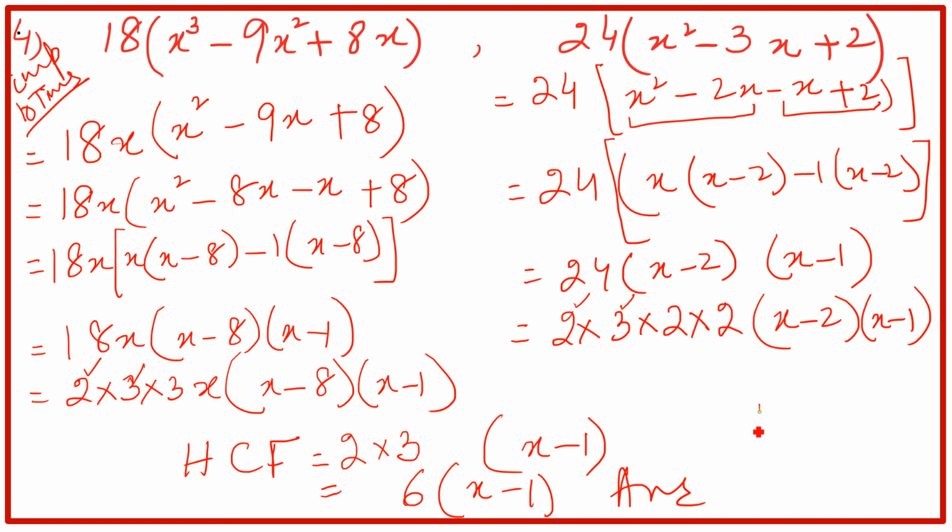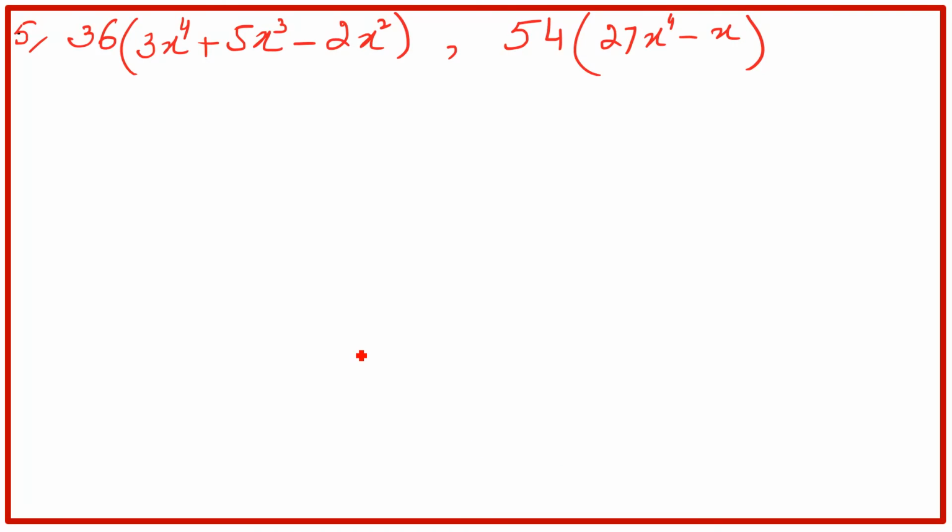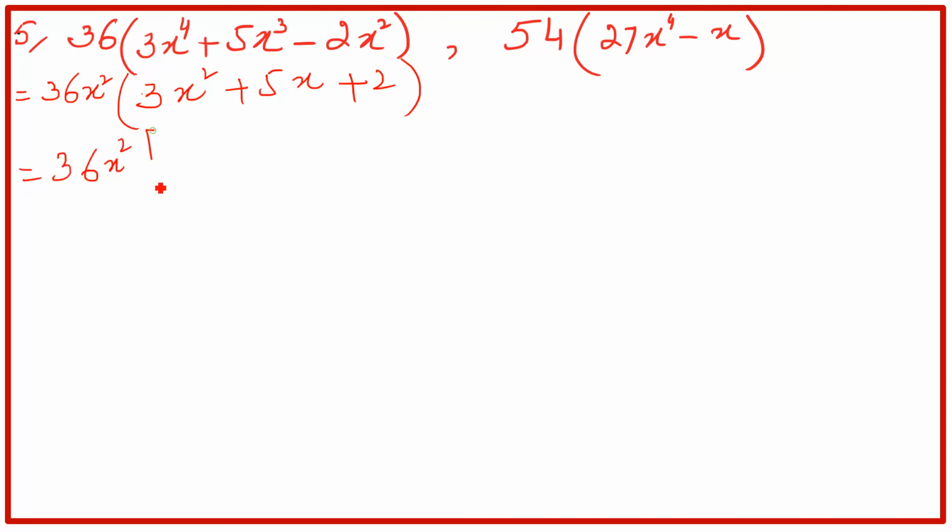And again I say this is a very important question. Last question. Okay, see, first of all, 36 will remain the same. Can we take anything common? Yes, from here we can take x square common. In parentheses we have 3x square plus 5x plus 2. Right? So then we will make the factorization.